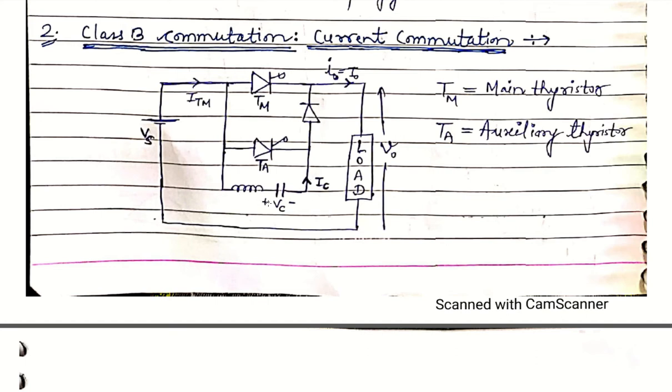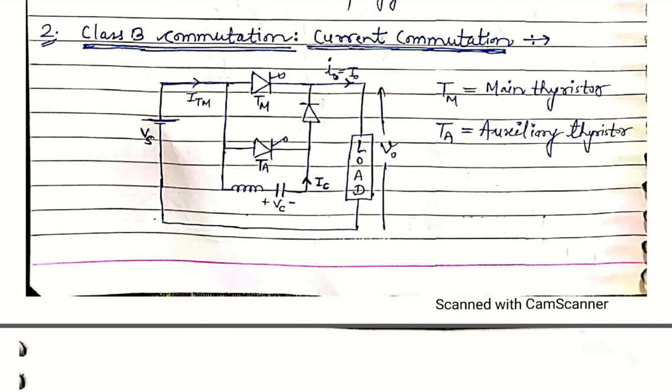TM is known as the main thyristor and TA is known as the auxiliary thyristor. These are the LC components, which are basically the commutating elements, and this is the DC supply Vs. This is ITM, the main thyristor current, and I0 is a constant current equal to I0 in the steady state. This is the output voltage V0, and this capacitor has voltage plus minus Vc, and IC is the charging current flowing in the LC branch, with the arrow as the reference direction.